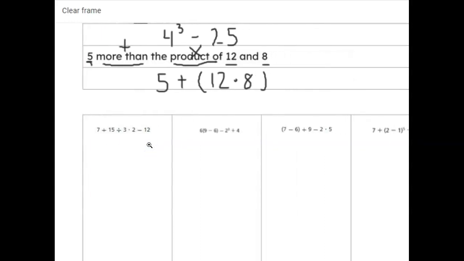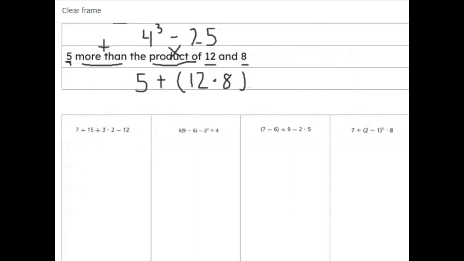Let's zoom in to our numerical expressions down here. My first one, there are no parentheses, there are no exponents, but there is multiplication and addition. So going left to right, first is 15 divided by 3. 15 divided by 3 is 5. So I have 7 plus 5 times 2 minus 12. That little dot, remember, is times. Division's done, but we still have a multiplication. So we have to take 5 times 2. That's 10. So I have 7 plus 10 minus 12.